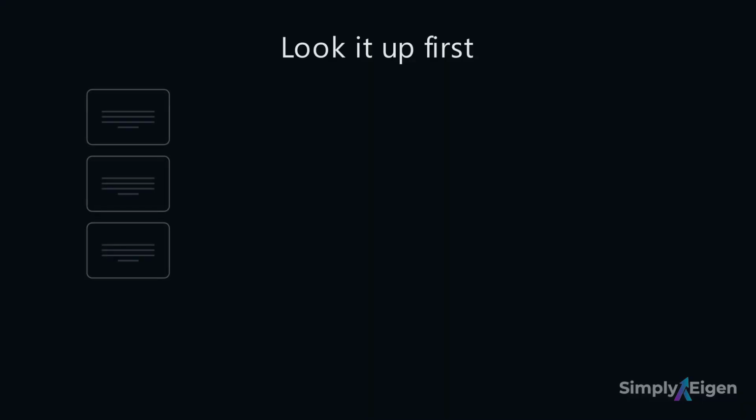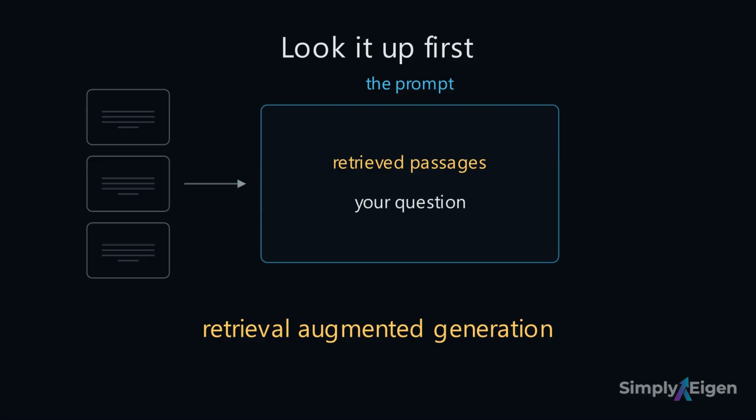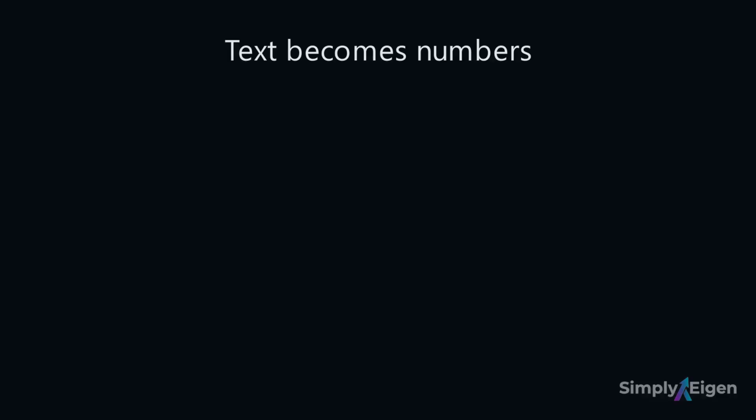Find the handful of passages most likely to contain the answer, paste them into the prompt above your question, and let the model reply while looking straight at them. That is the whole idea. It has a name, Retrieval Augmented Generation, and it is much less clever than it sounds. So we need to find the right passages, and to do that we turn text into numbers.